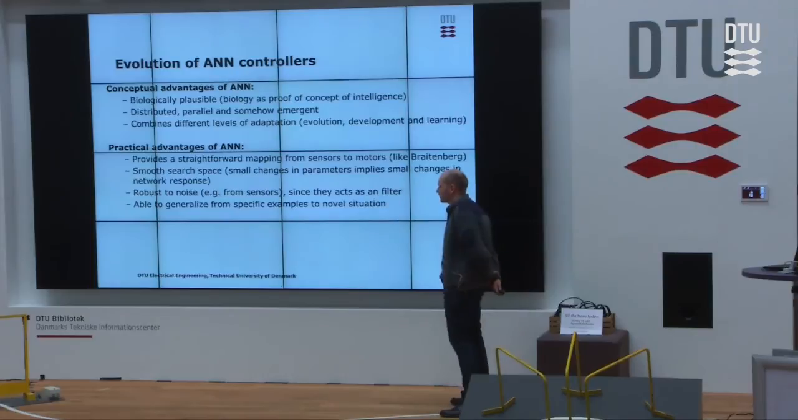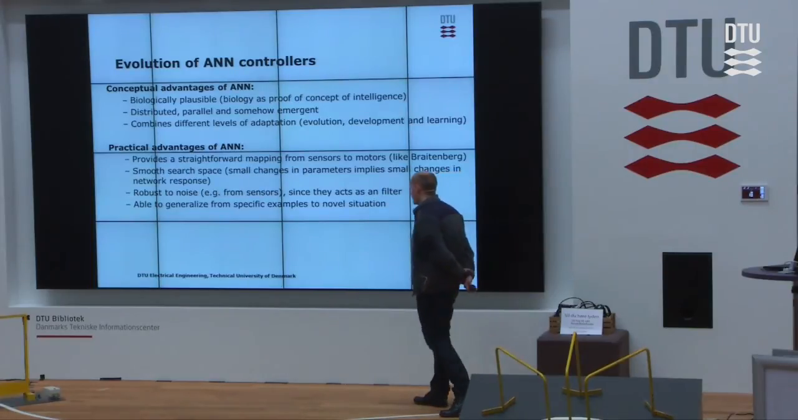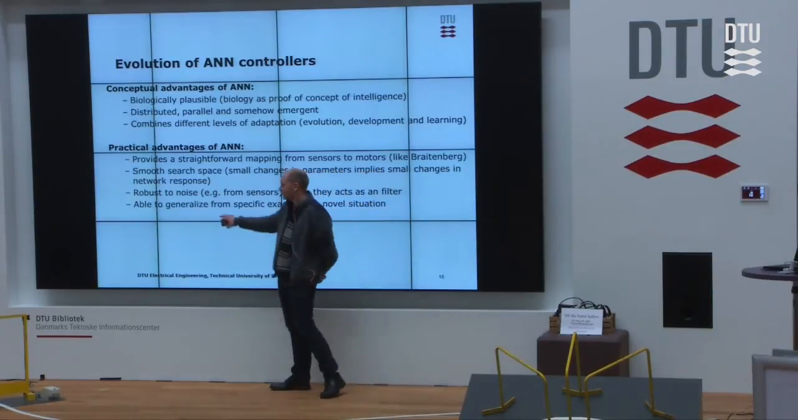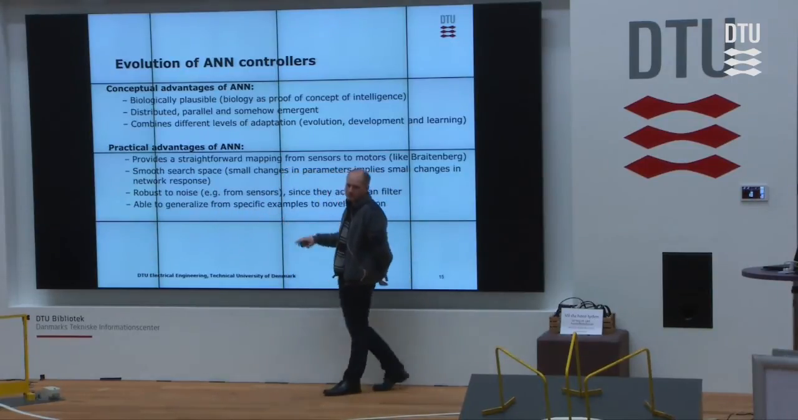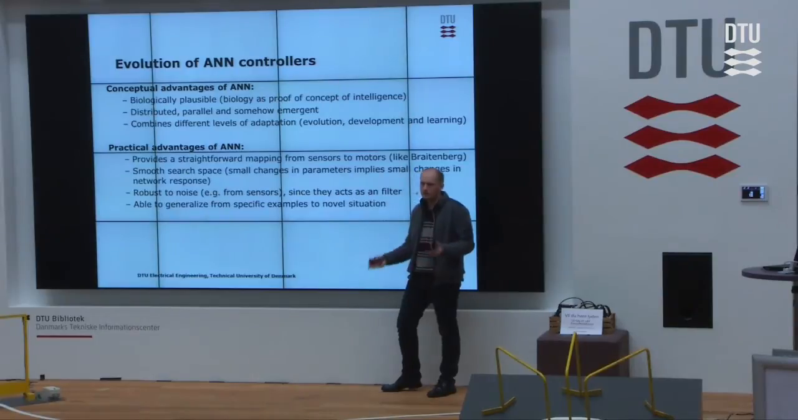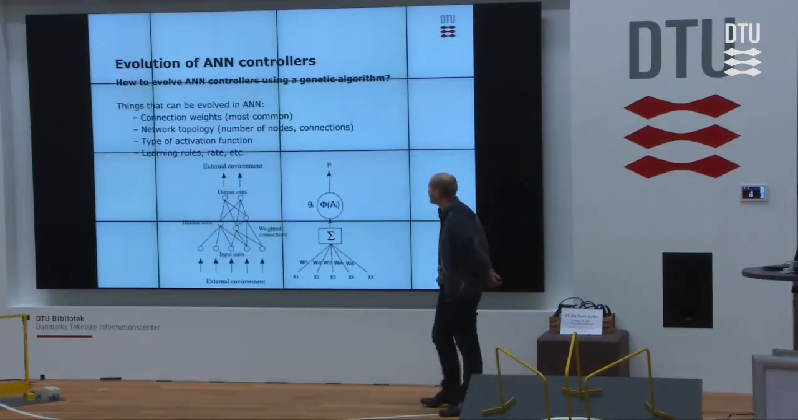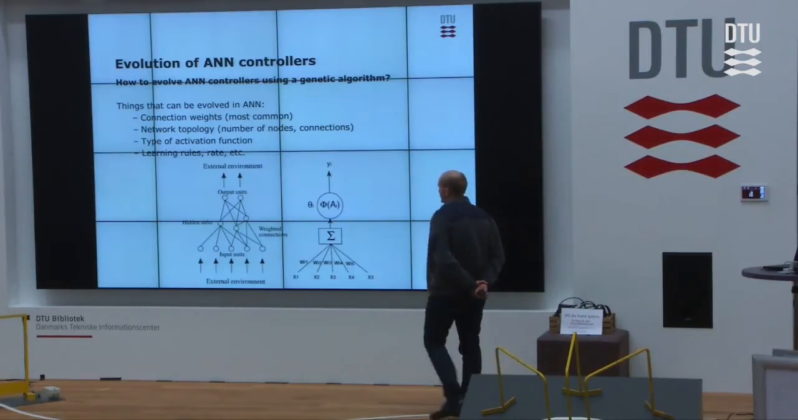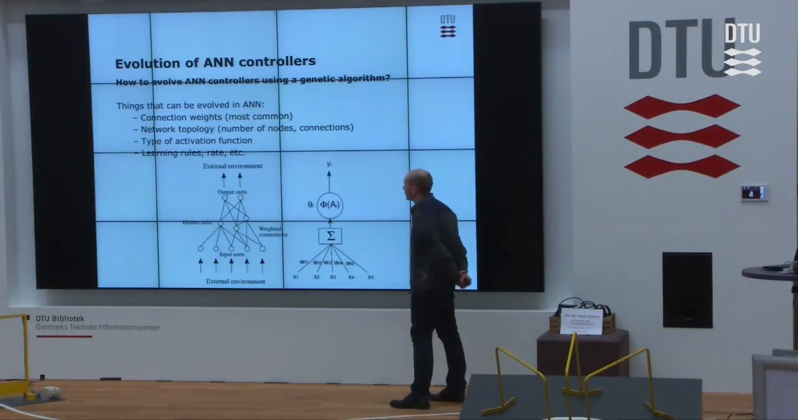Robust to noise, it's basically a filter. And it has properties, it's able to generalize from examples. So if you're training it based on specific examples, there's a very good probability that it will be able to generalize those learnings to novel situations. So then how do you evolve, using genetic algorithms, an artificial neural network controller for a robot?